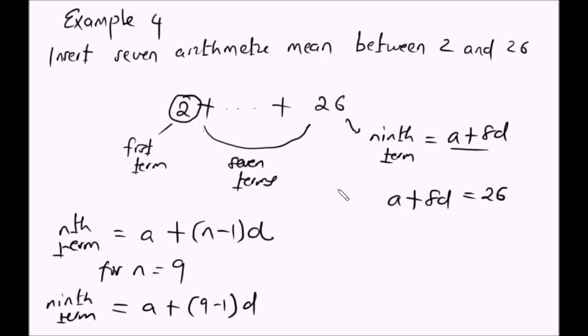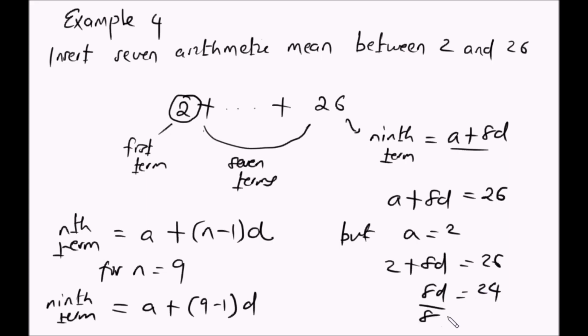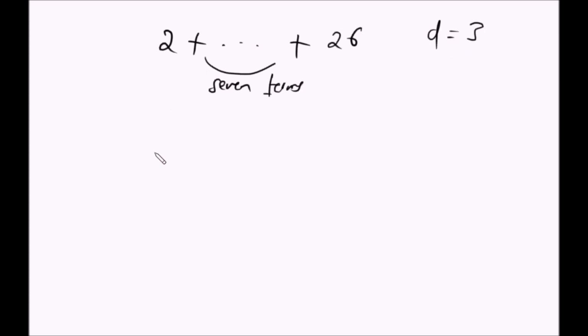Lakini a first term, sawa? A ni first term ni 2. But a ni ngapi? Ni 2. So we have 2 plus 8d sasa na 26. 2 kimpeleka kwa inakuwa ni 8d sasa na 24. Gawa kwa 8, gawa kwa 8. D ni ngapi? 3. So D is 3. So si tuko hivi tuna 2 plus 26. So hapa kati tunataka tu insert nini? 7 terms. Tushaona D itakuwa 3. Kwa hiyo hizo 7 terms itakuwa ni nini?